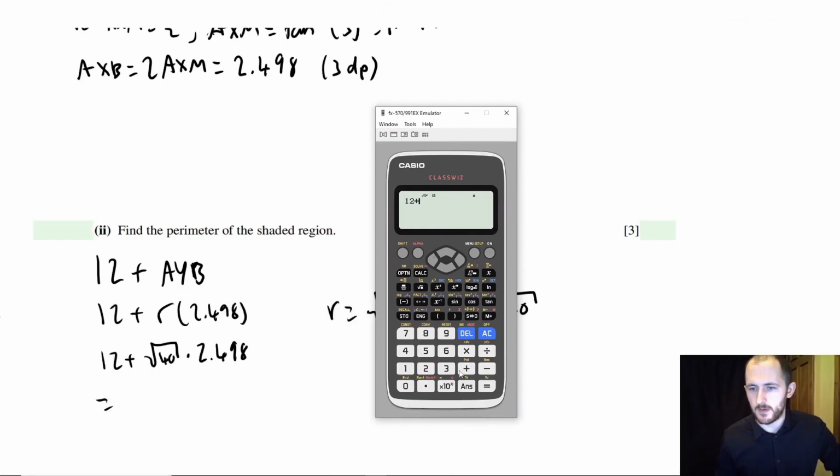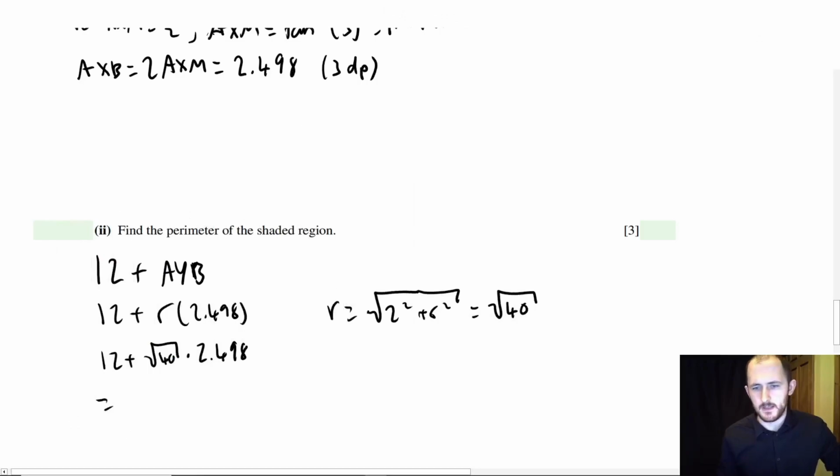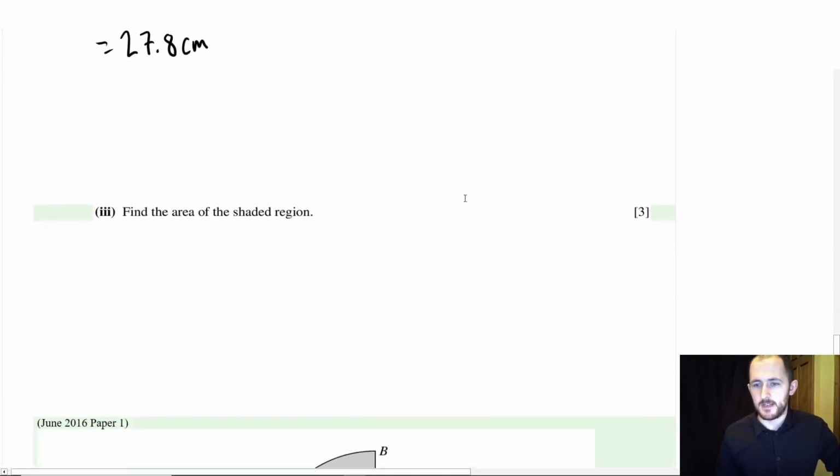So let's get to it. So 12 plus 2.498 times root 40. Again, it doesn't matter if we're in radian mode or not. So 27.8, let's call it. And that should be in centimeters. Cool. Bit tricky, but not too bad, hopefully.